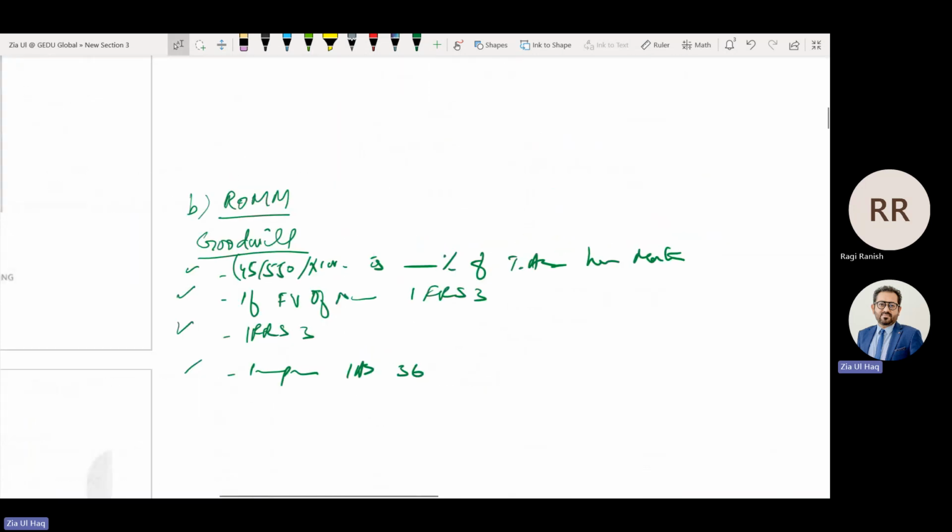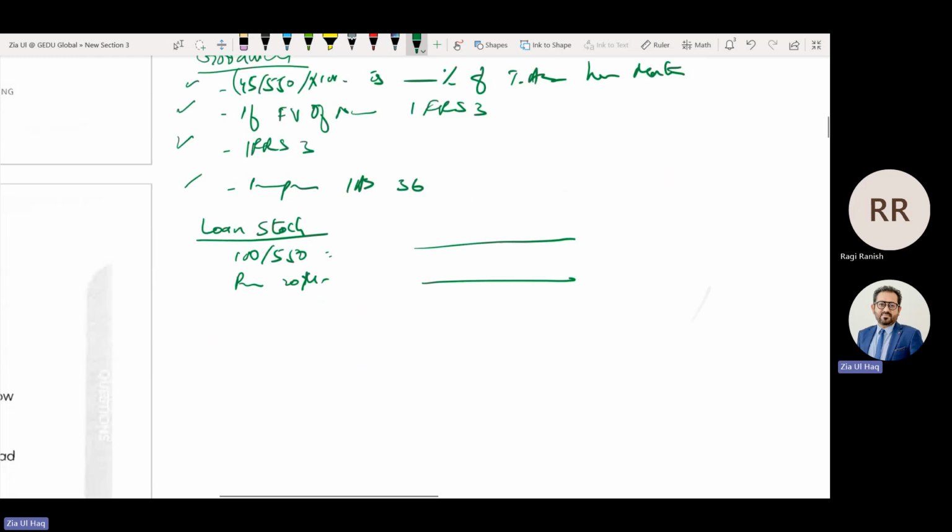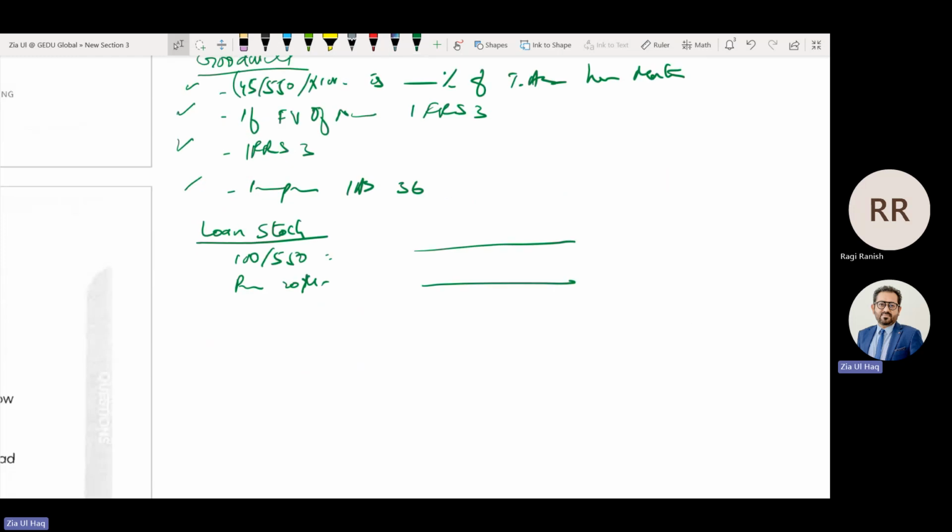We'll put a heading, loan stock. How much is the value? 100 million against total assets and hence material. Premium is how much? 20 million. That we can compare with the profit of the company and hence material. Loan stock is what? A financial instrument. For IFRS 9.